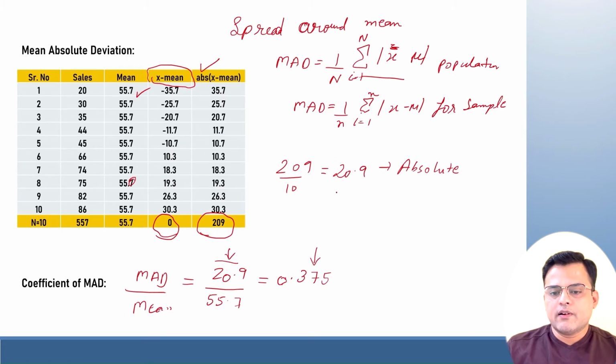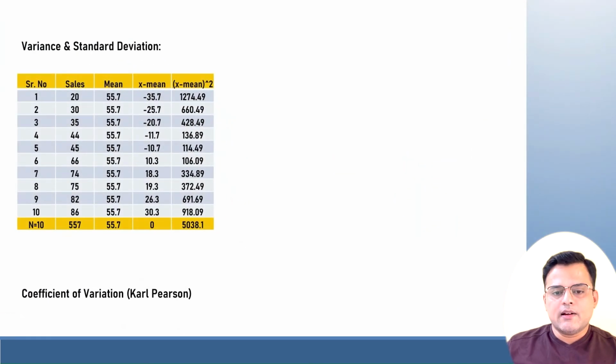What do we infer from this 20.9? On average, the mean difference between individual values and the mean is 20.9. That is how you have to infer the mean absolute deviation. Next is called variance and standard deviation. Everything is the same.